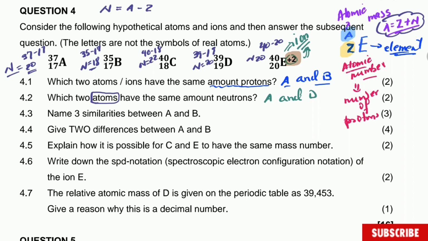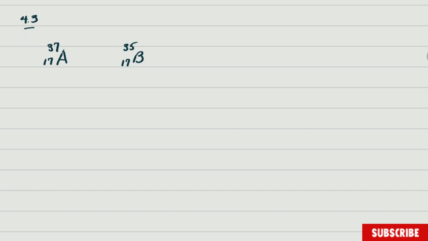Name 3 similarities between A and B. Okay, so we are dealing here with A and B. Now, what do they have in common? First of all, they have the same number of protons, which is the atomic number. So the first similarity we're going to mention here is that they have the same number of protons.